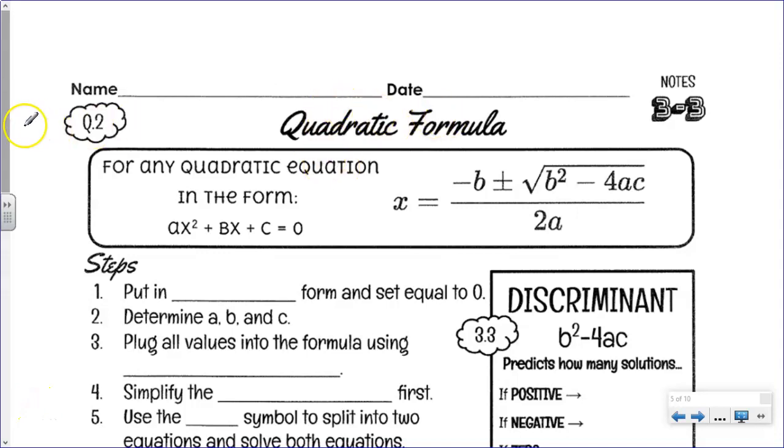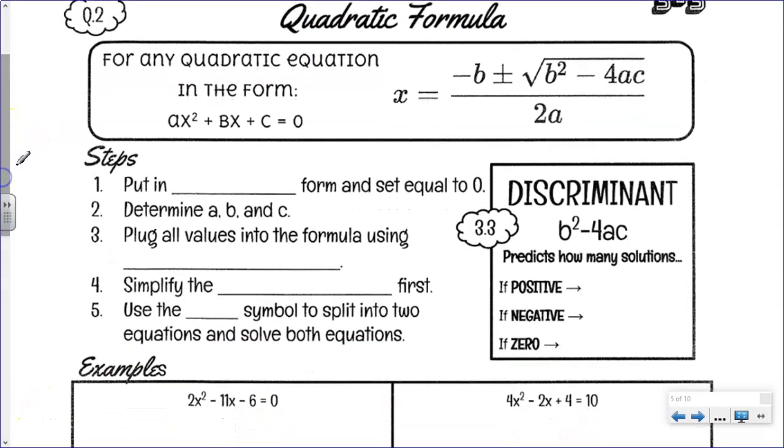Alright guys, we're going to look at the quadratic formula. This is something that we will give you, but it's a good thing to learn because you will use it the rest of your mathematical career. Okay? So for any quadratic equation in standard form, ax squared plus bx plus c.